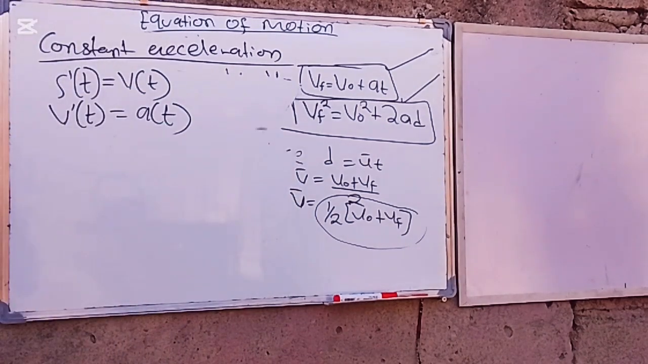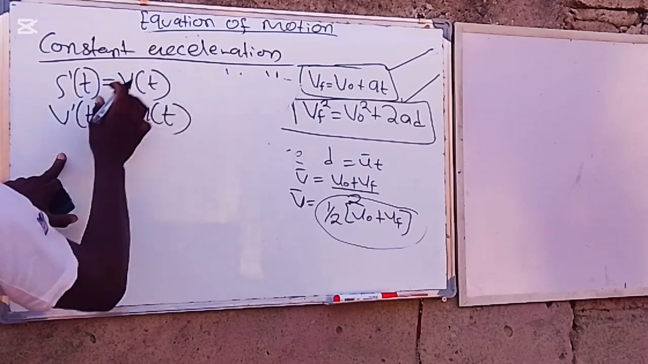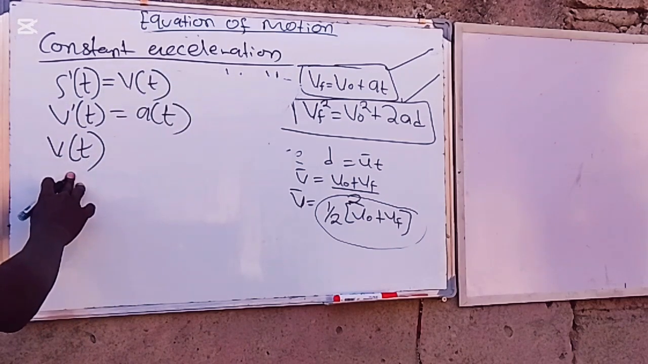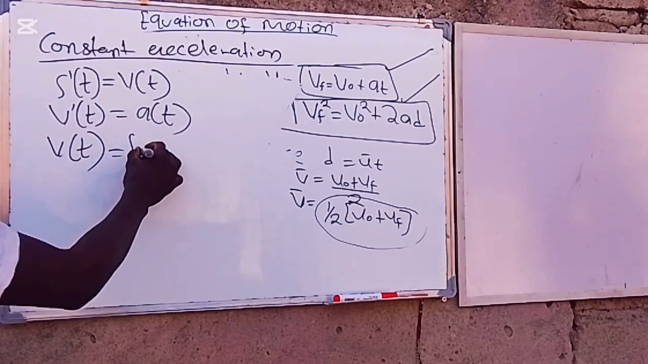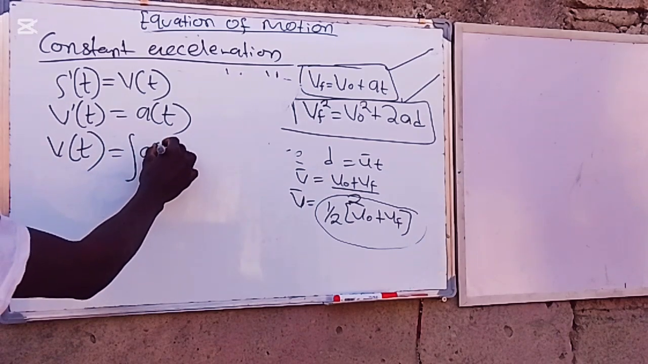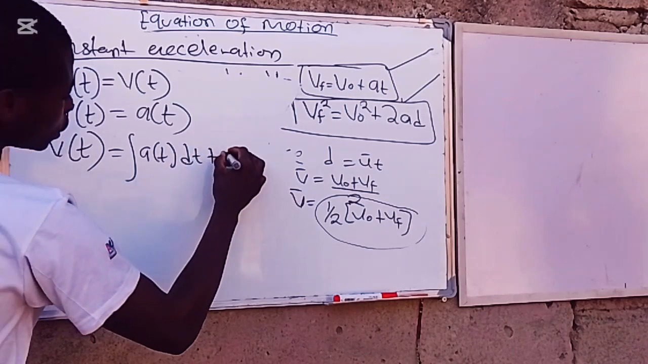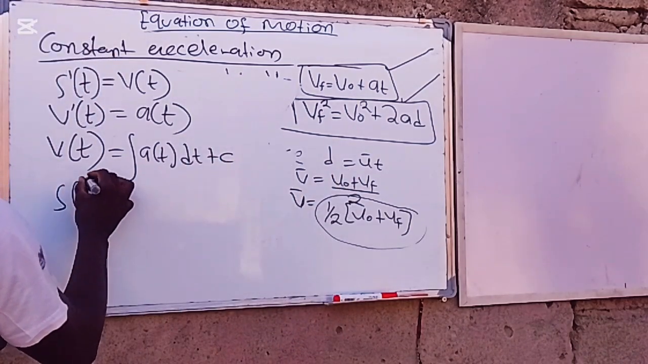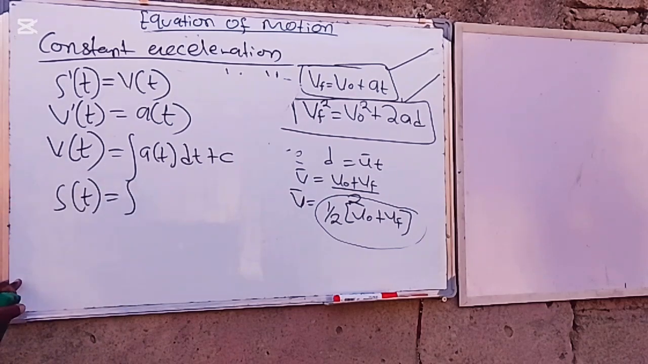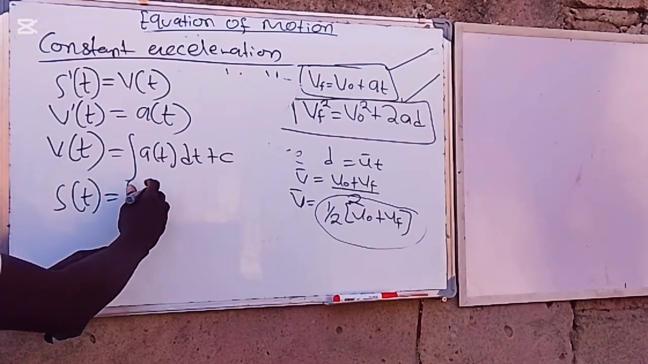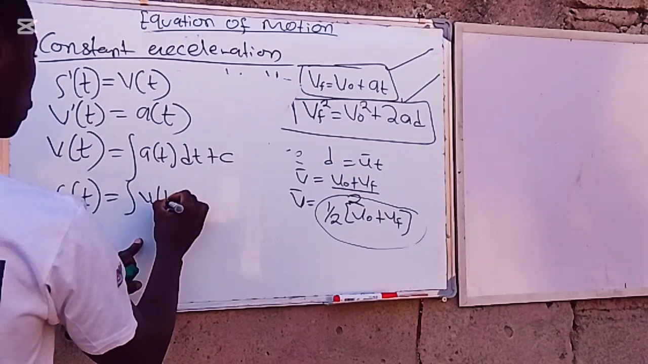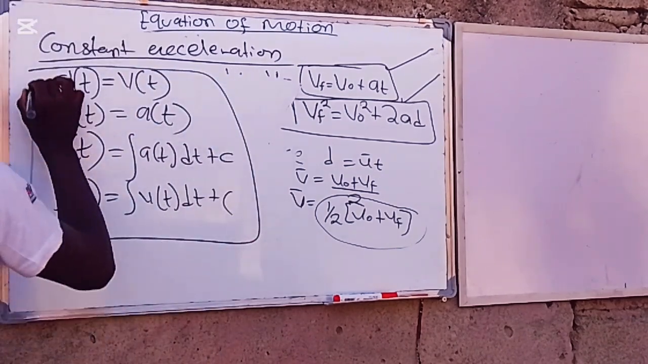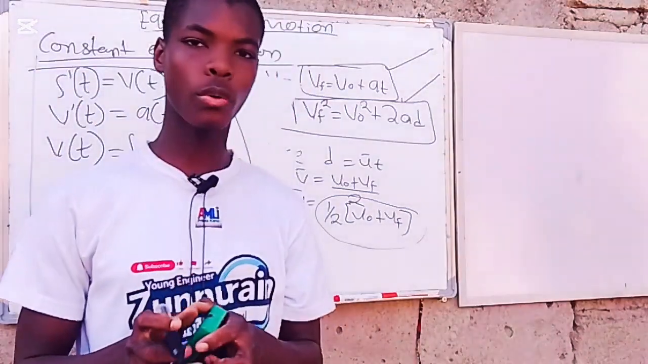And therefore you have to take a look that whenever you have v of t, v of t is the same thing as the integral of a of t dt plus a constant. And therefore if you have s of t, s of t is the same thing as the integral of v of t dt plus a constant. So this is all I have for you for equation under motion.